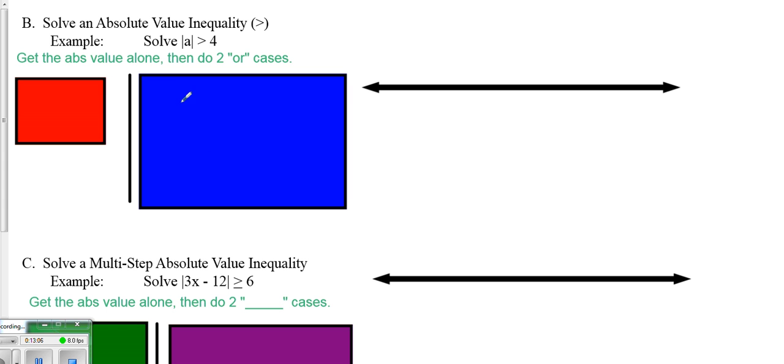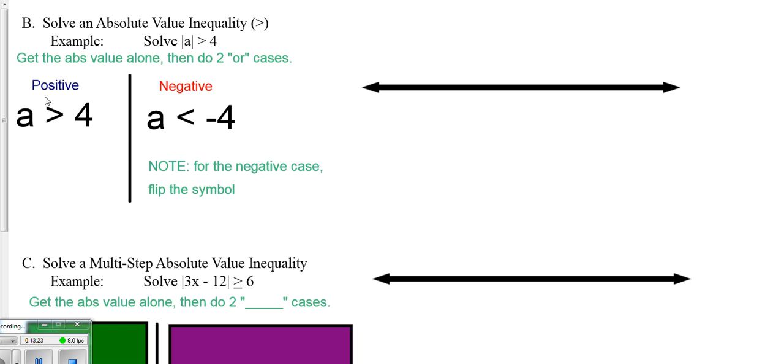We have a couple more here. We're going to do a greater than absolute value inequality. So it's going to be kind of the same steps. We get the absolute value alone, but then we're going to do two OR cases. Just like before, in fact, everything is the same except this was less than, now it's greater than. So this one stays the same. It's our positive version. This one is our negative version, so the sign has to flip there.